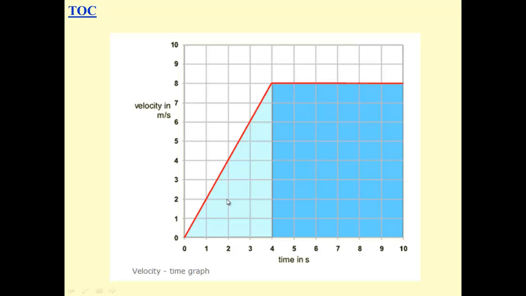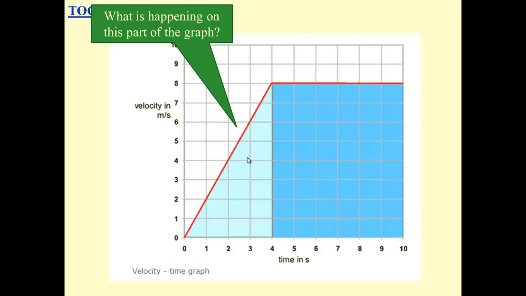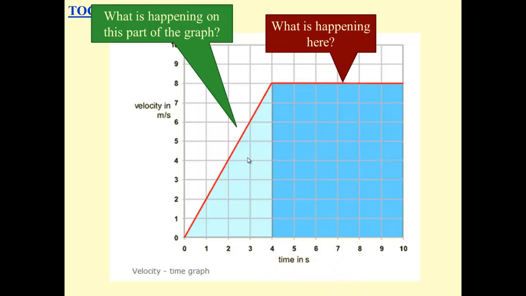In the second it goes from 2 to 4. Here again, an increase of 2 meters per second in that second. The next second it goes from 4 to 6. Here again, an increase of 2 meters per second. So that's what's happening in that part of the graph. What's happening here? Well, the velocity is staying at 8. And we can tell by looking at this that the acceleration will be 0 because the velocity is not changing.